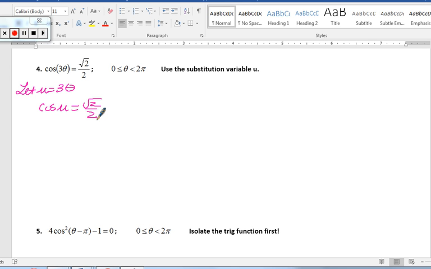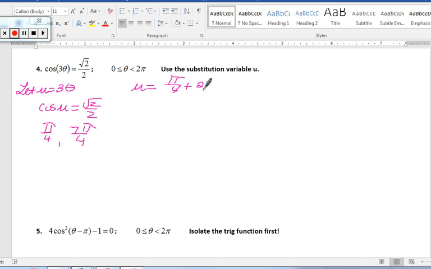All right, so where is mu equal to square root of 2 over 2? And it's positive. So we're looking at pi over 4 and 7 pi over 4. Now, that's what mu equals, but mu is equal to 3 theta. So for my first solution, mu is equal to pi over 4.